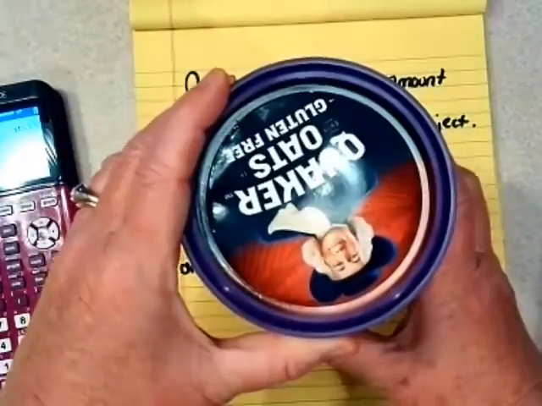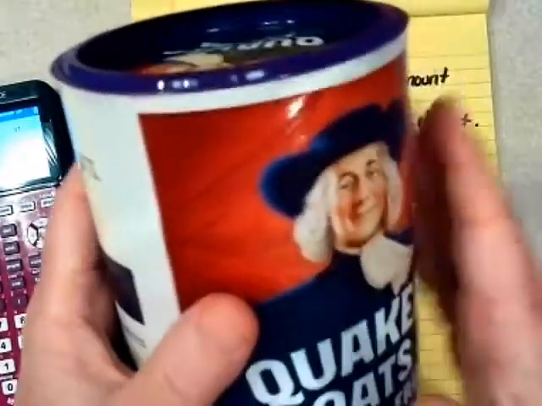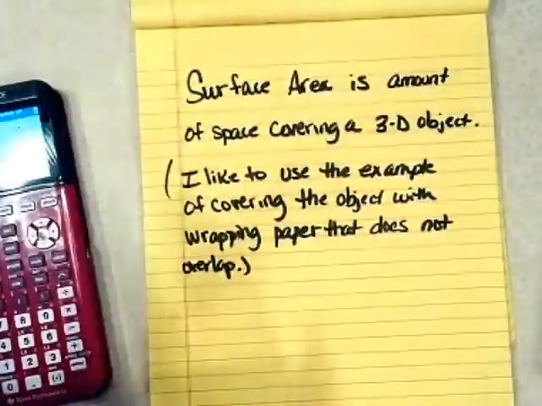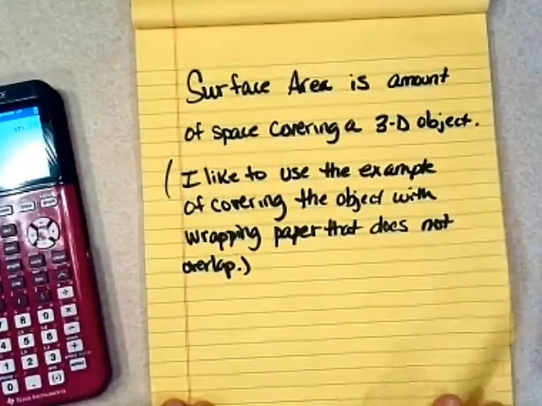However, the cylinder, the oatmeal box, has a top and a bottom, which are both circles, and then it has the part of the box. Wonder what that would look like if we cut that open. We'll think about that here in just a second. Okay.